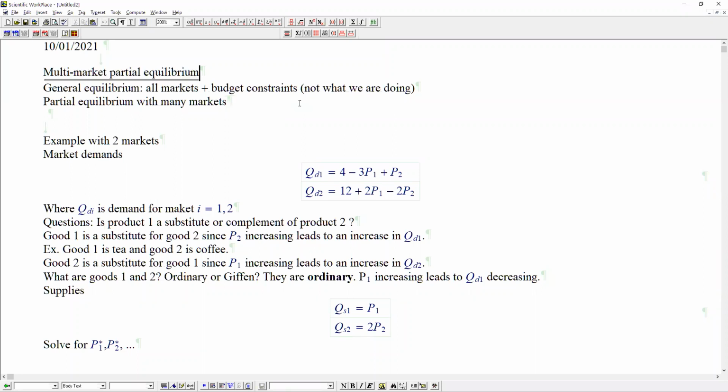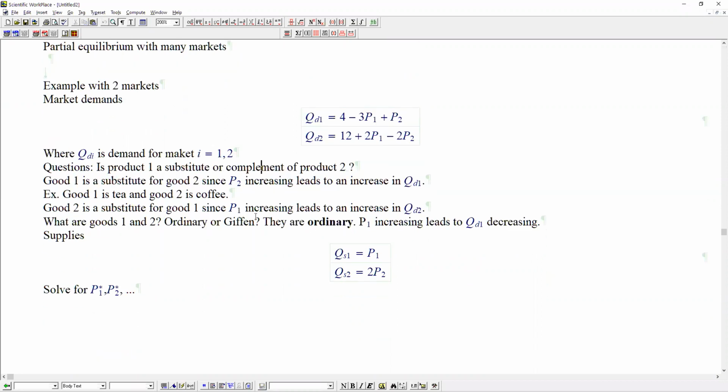Okay, we were doing this multi-market partial equilibrium. The only difference with the first one is that here we have two demand equations. Each market has a demand that is a function of its own price and of the other market's price. And then we described what goods these markets are. Now I've given you the other side of the market, the supplies.